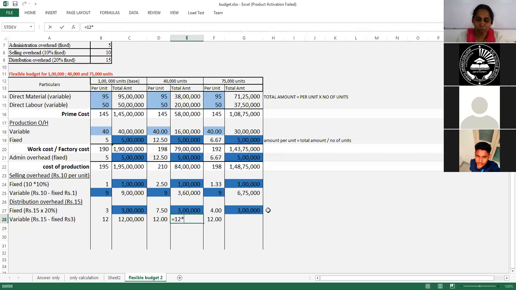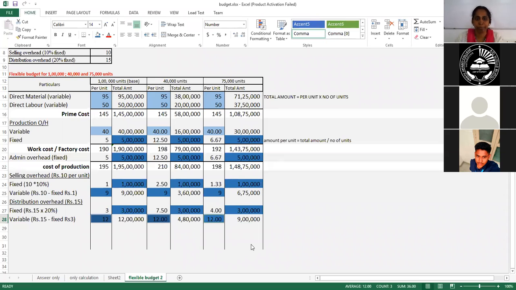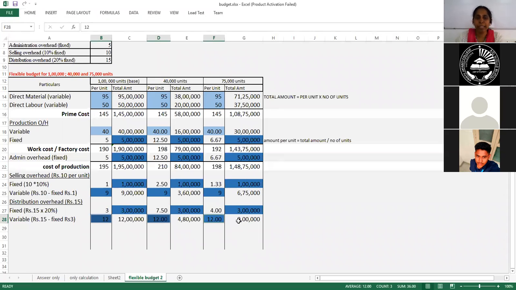12 rupees into 40,000 units. And here 12 rupees multiplied by 75,000 units. Okay, it is variable. So the variable means per unit will be same.